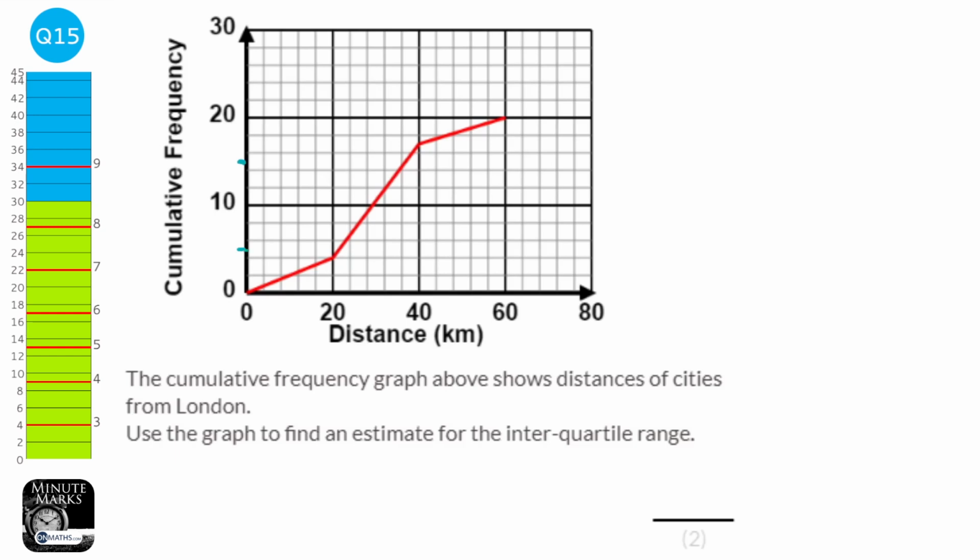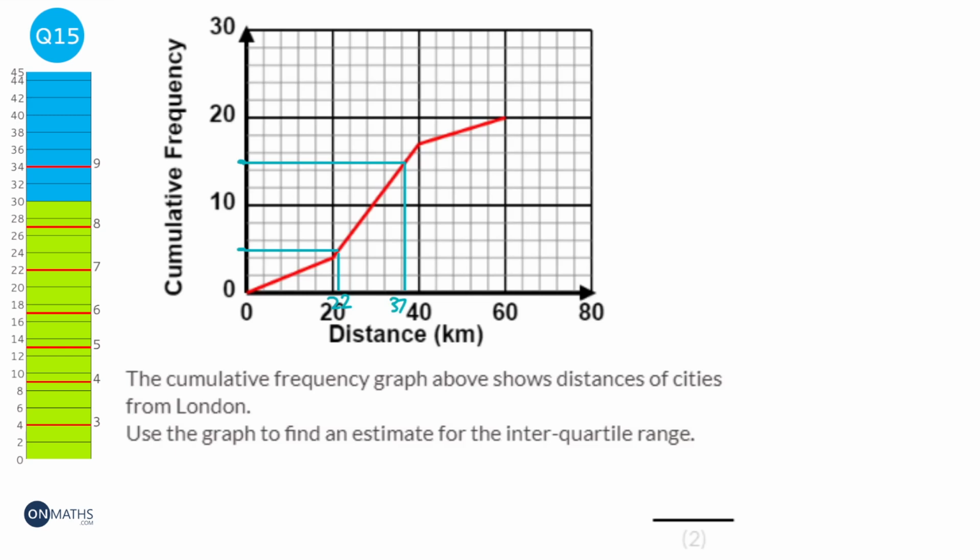So we draw a line across to find our lower quartile, a line across and down, and I think that is roughly 22. We do the same again for our upper quartile, line across and down, and that's roughly, I mean these are going up in 4s, so maybe 37, because this line here would be 36, that would be 37.